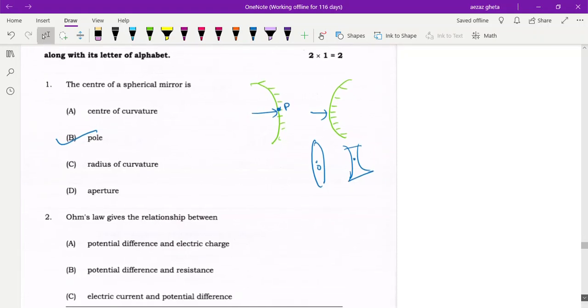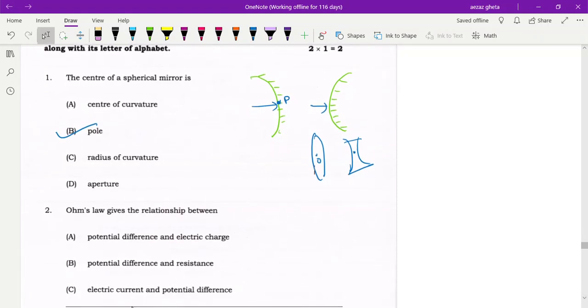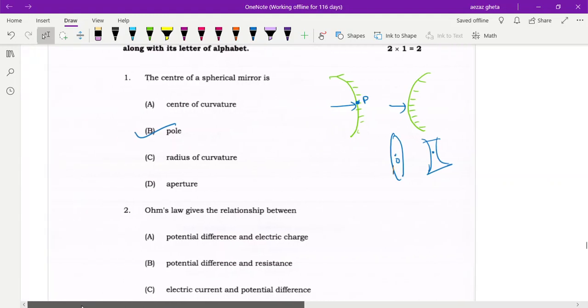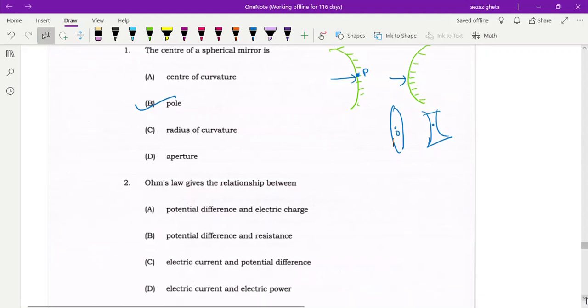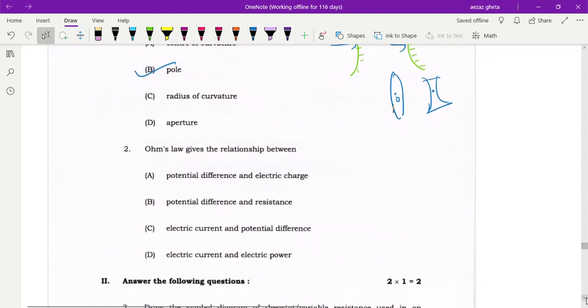Next question. Ohm's law gives the relationship between what? See, Ohm's law states that what? Very important. This Ohm's law is going to come compulsorily in your board exam. It says that the potential difference is directly proportional to the current flowing through a circuit, provided temperature and other physical conditions are constant. So it gives the relationship between potential difference and current. So this is the correct answer. Got it? Ohm's law, very important.